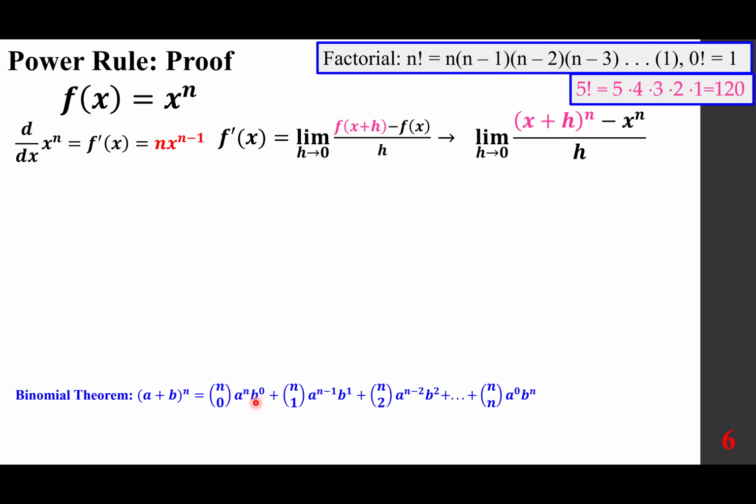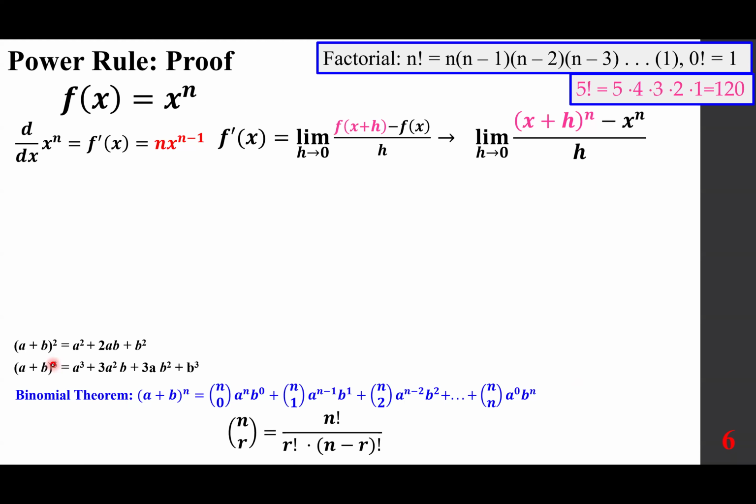When you go to the next one, this becomes 1. So you take 1 from n, give it to b, so n minus 1 and 1. They must add up to n, and so on and so forth. As an example, you may recall (a + b) squared is a squared plus 2ab plus b squared. (a + b) cubed is a cubed plus 3a squared b plus 3ab squared plus b cubed. Those are special cases of the binomial theorem for n equals 2 and n equals 3.